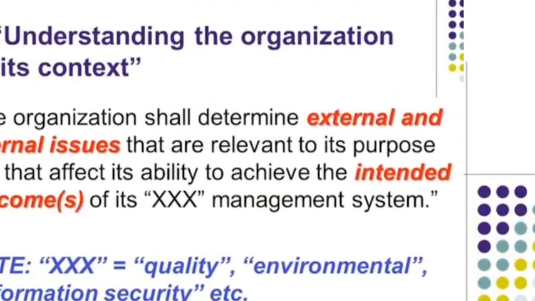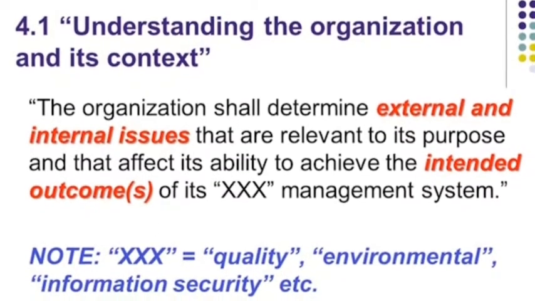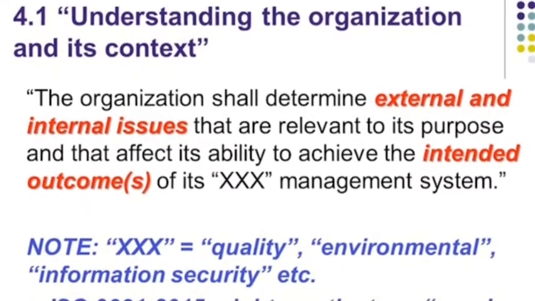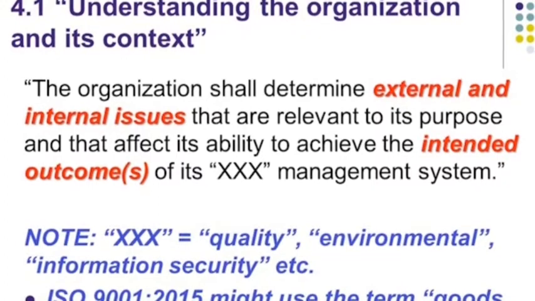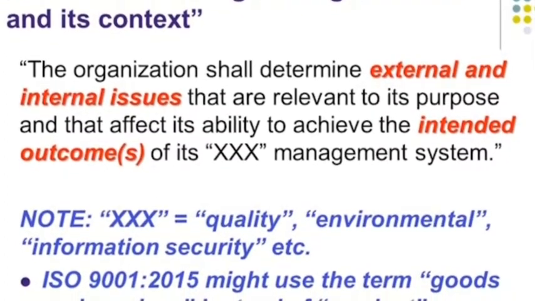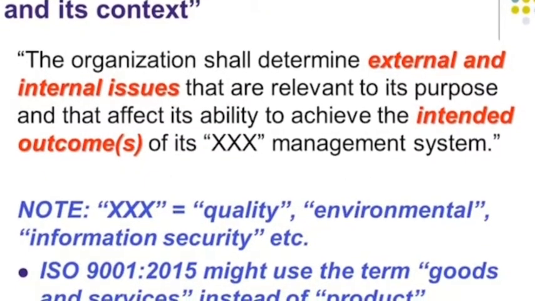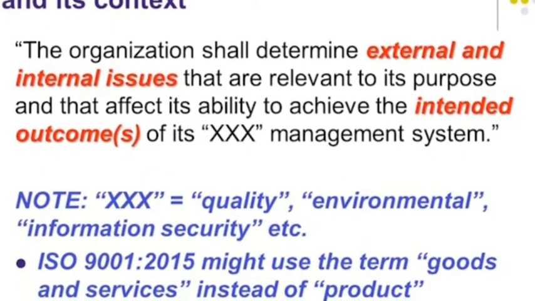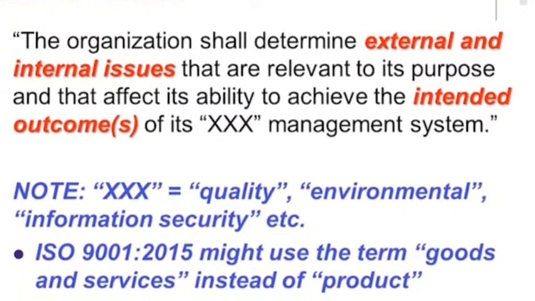So the text at the top here, the organisation, first requirement 9001, 2015: the organisation has to determine the external and internal issues that are relevant to its purpose and that affect its ability to achieve the intended outcome of its XXX, in this case, quality management system.